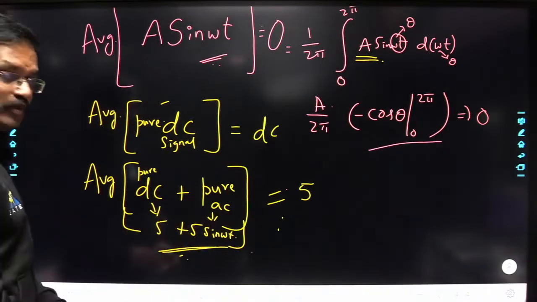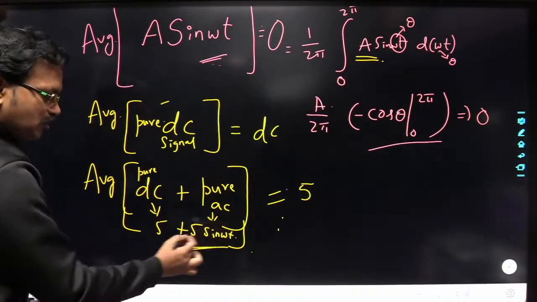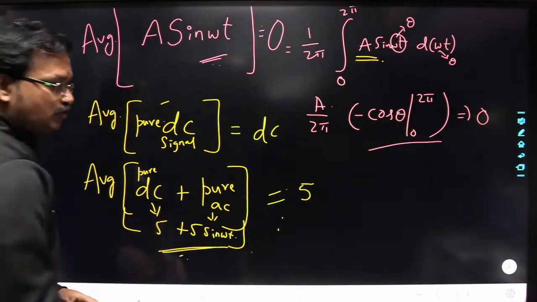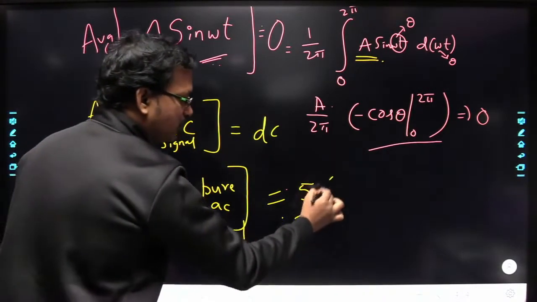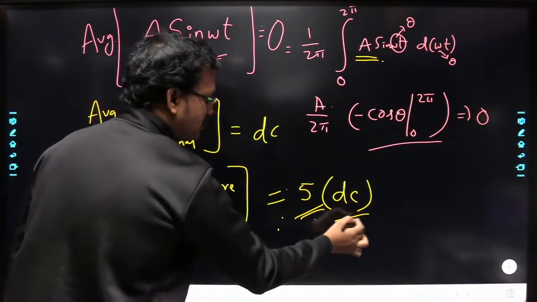5 plus 5 sin omega t. For the sine term, the average value will go to 0. For the constant, it will be 5. So you are going to get 5 here, which is nothing but DC.